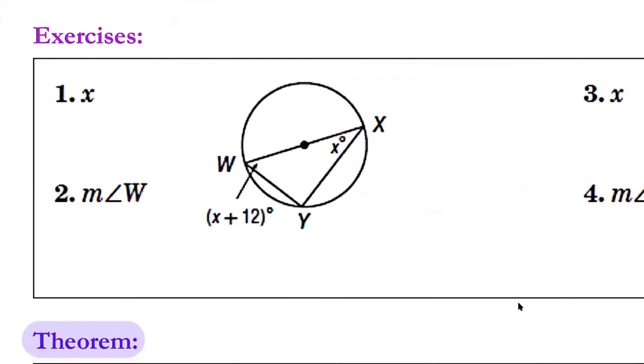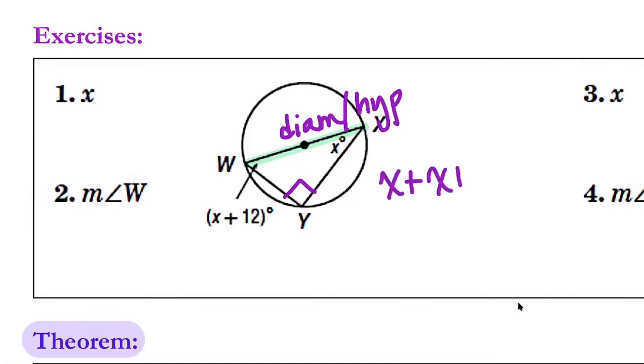Okay, what you want to notice on this problem is that the triangle is actually inscribed in the semicircle, because that's a diameter. That means it's going to be a hypotenuse, and this will be a right triangle. So since it's a right triangle, x and x plus 12 are going to add to 90.